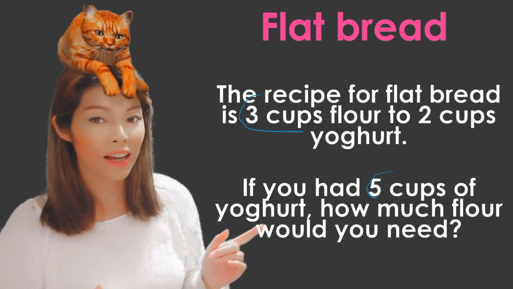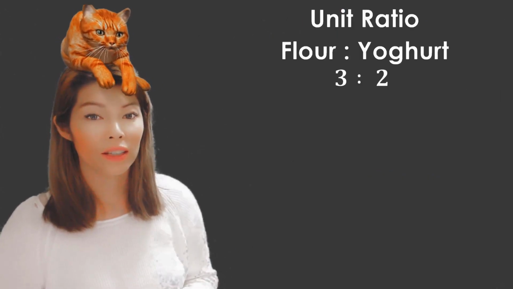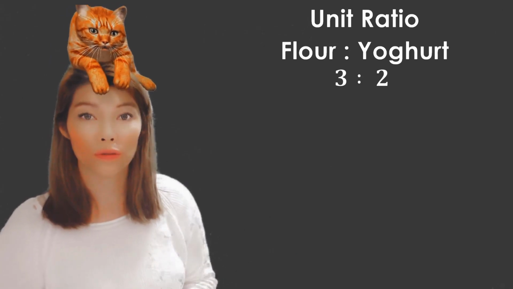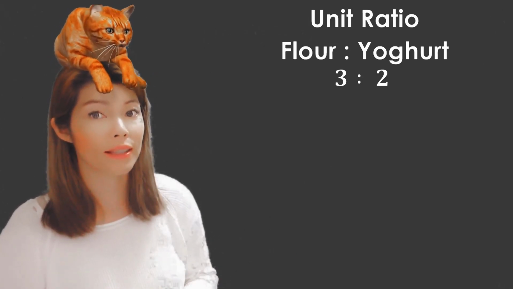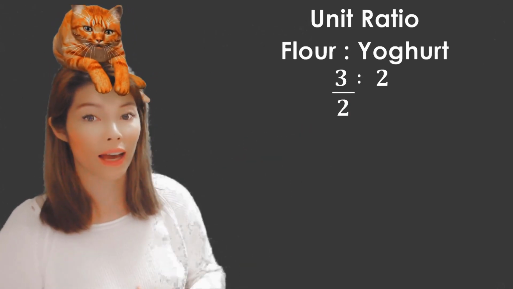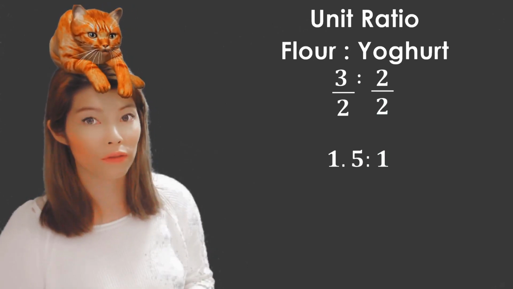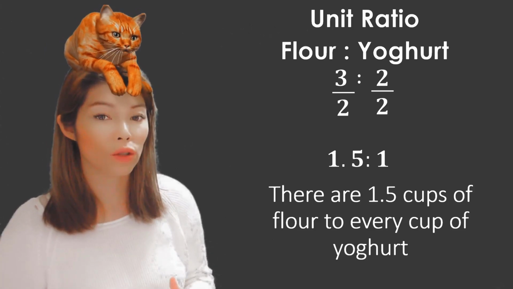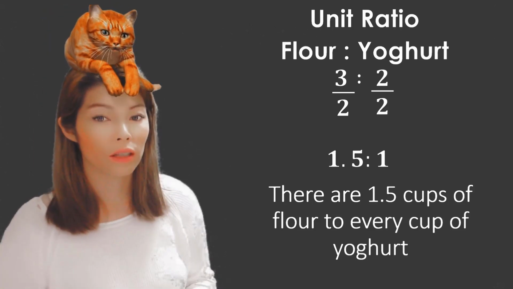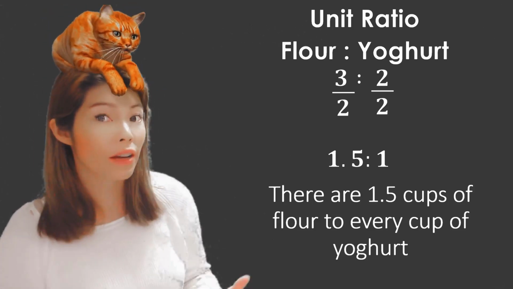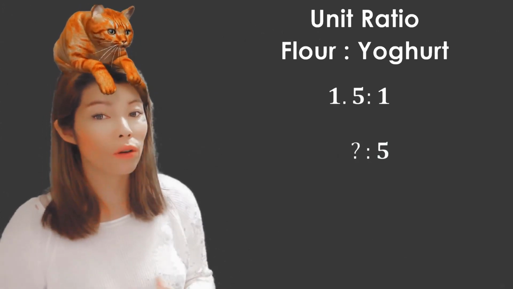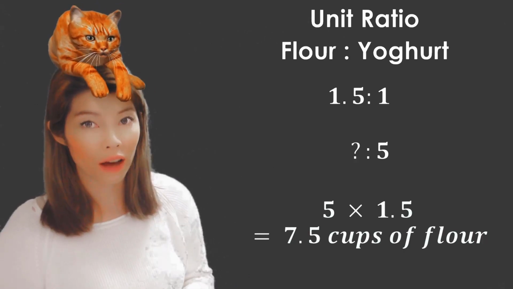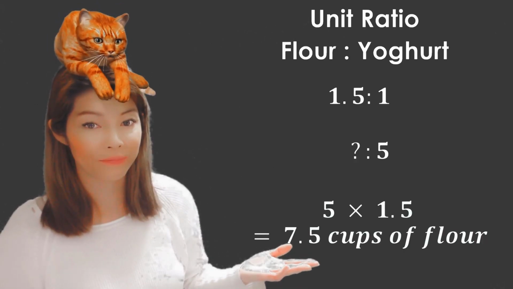Now let's highlight all the important information. So 3 cups of flour to 2 cups of yogurt. What we did last time was to find a unit ratio by dividing by the second amount, which is 2 in this case, and we had 1.5 to 1, which meant that there are 1.5 cups of flour to every cup of yogurt. So when we wanted to know for 5 cups of yogurt how much flour we needed, we had to simply multiply by 1.5 to give us the answer.